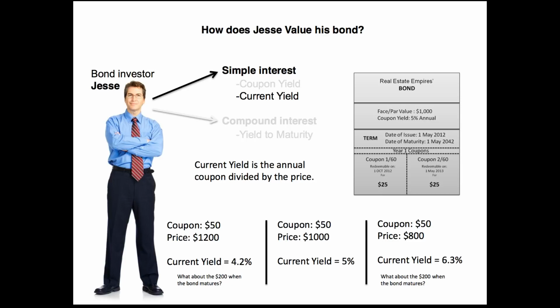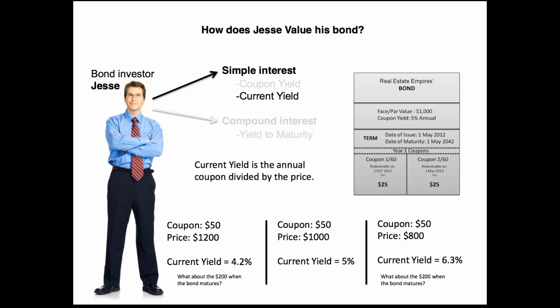The current yield is taking that coupon, which in the first scenario here is going to be $50, and we're going to divide it by the price. We're just going to say that the price he's going to pay for it is $1,200. So when you do that, you get a current yield of 4.2%, just 50 divided by 1,200.